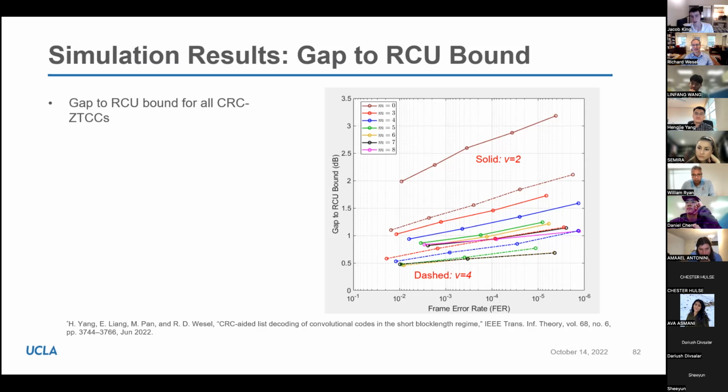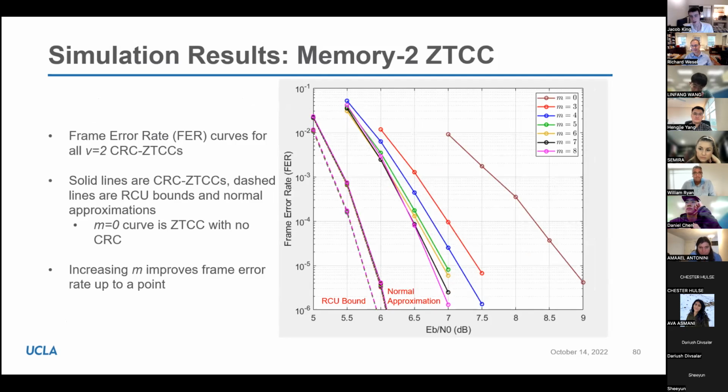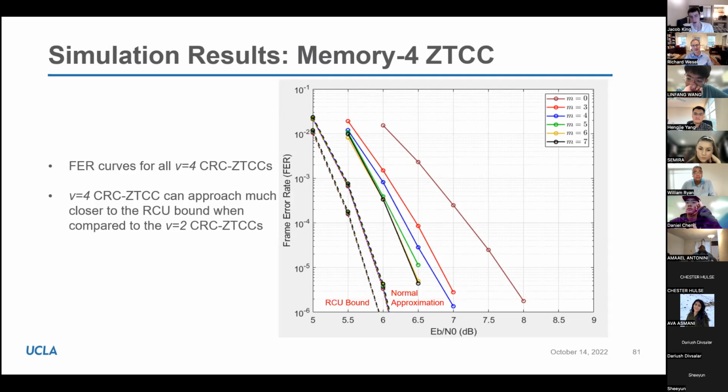Like as an example, for memory 2, we can go up to a CRC length of 8, but for memory 4, I was only able to go up to 7 because trying to go up for 8 for memory 4 would have taken me like 3 weeks or something like that. I think that's an underestimate. It's hard complexity wise to find these optimal things, and it's even harder if you're also trying to find optimal convolutional code polynomials, because you have to care about every single pair of convolutional code polynomials for rate 1/2.